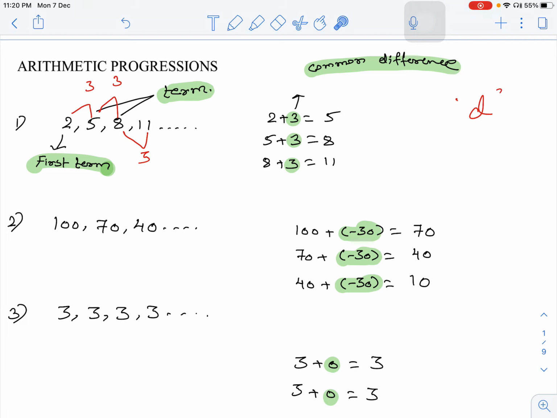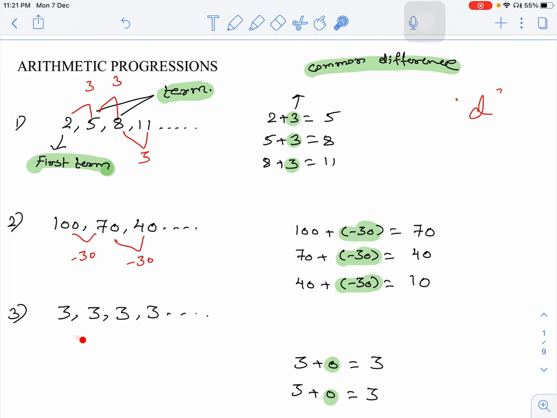Okay, so now here we have calculated the common difference. So how do we calculate the common difference? We subtract the first term from the second term, that is, the next term minus the previous term. Now here also we can find the common difference. The same rule applies: second term minus first term, the next term minus the previous term. So 70 minus 100, our answer will be minus 30. 40 minus 70, our answer will be minus 30.